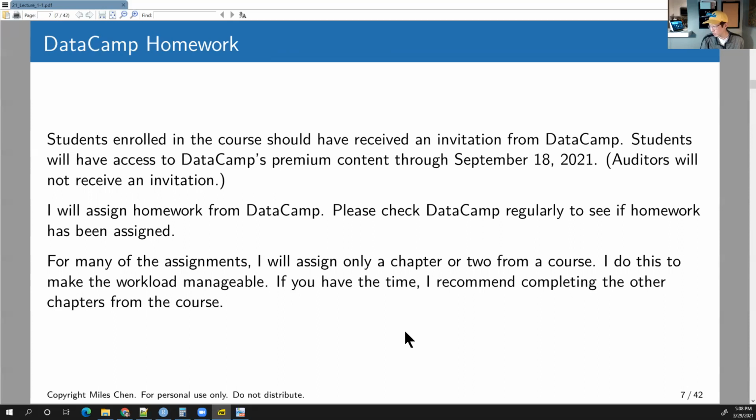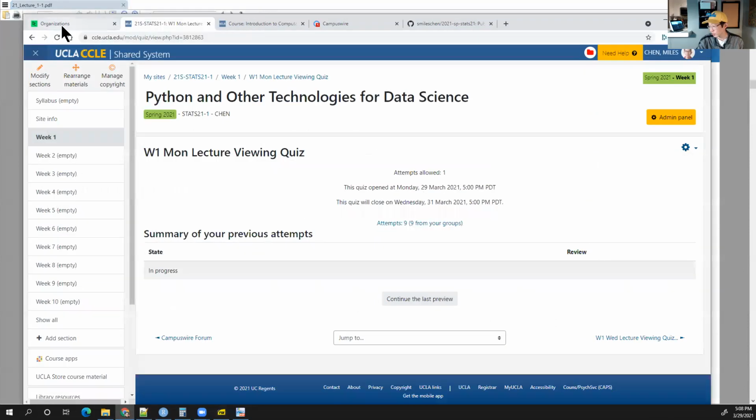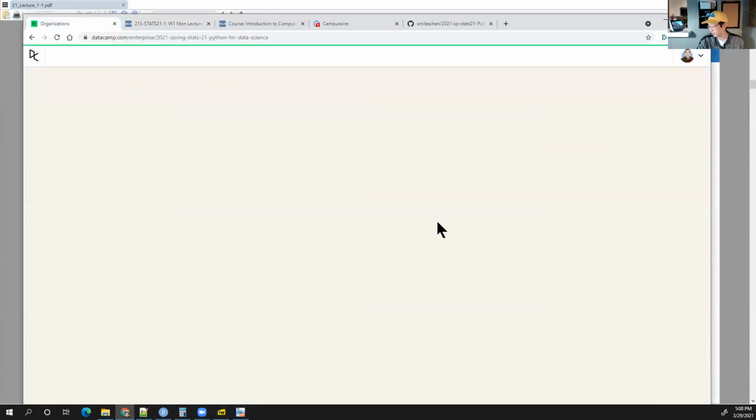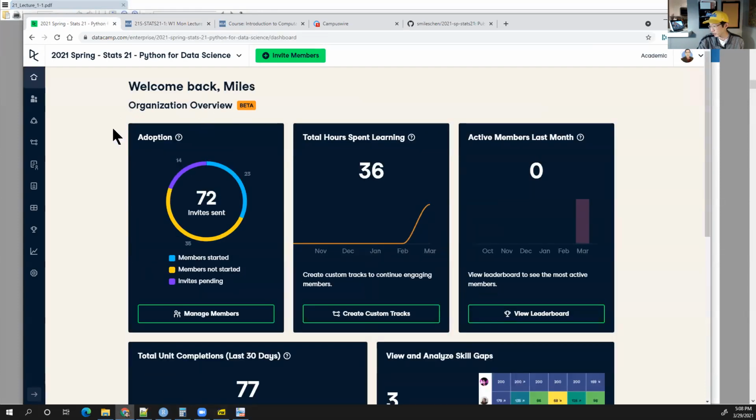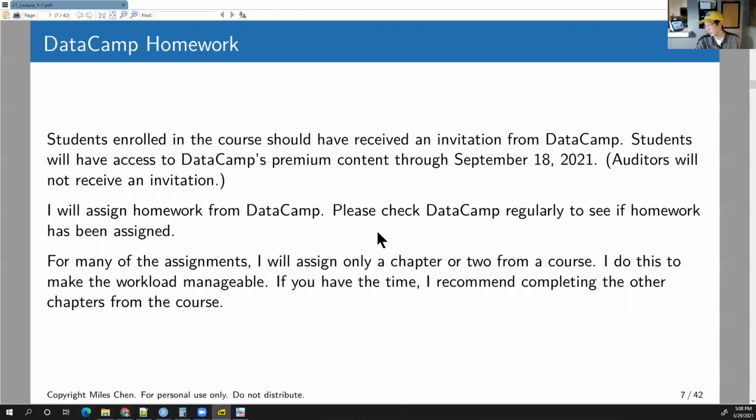If you are enrolled in the course, you should have received an invitation from DataCamp. If you're auditing, you're not going to get an invitation. Okay. And so DataCamp is this company that has kind of teaching materials and stuff. And I've sent out invitations. If you didn't get an invitation from me, let me know, and I'll try to see what's happening. I used your email address that's listed on CCLE or my UCLA. I use that email address, and so you have to sign up through that email address.